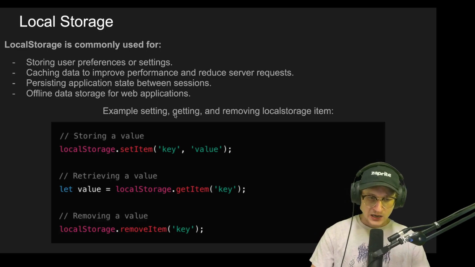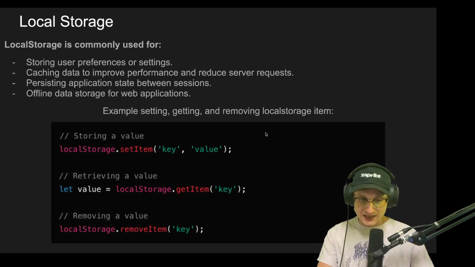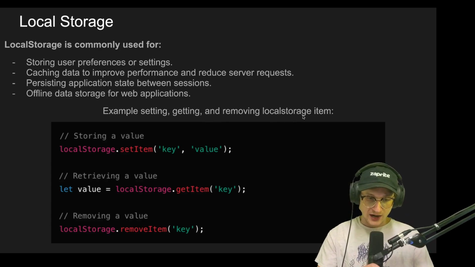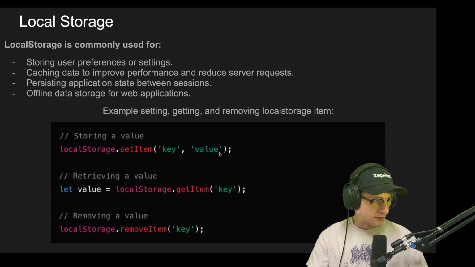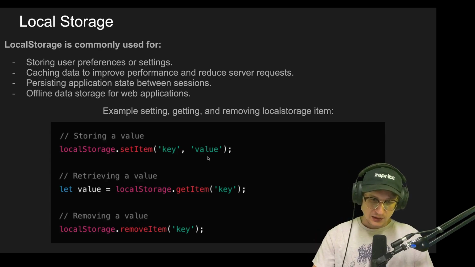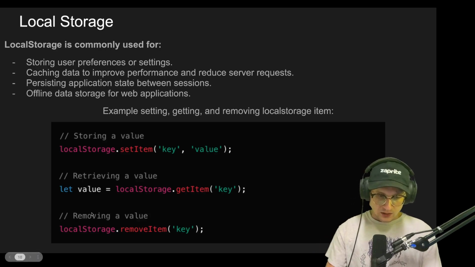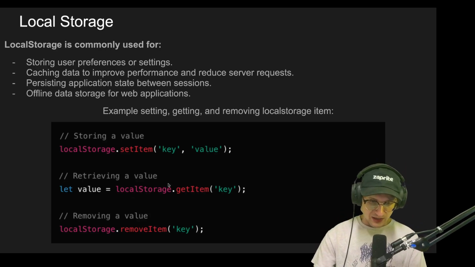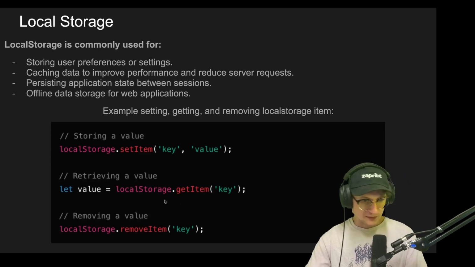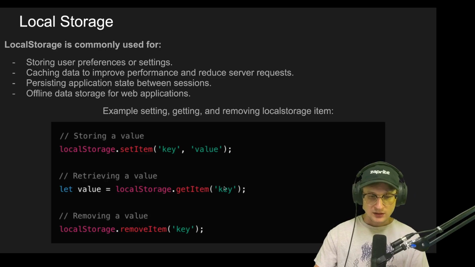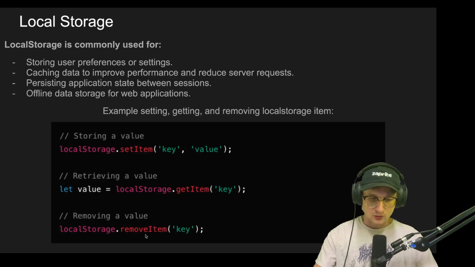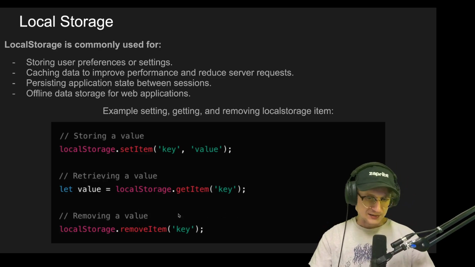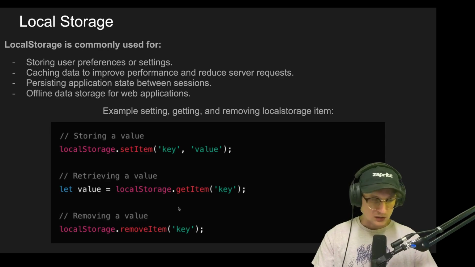That's a good one. And so here's an example: setting, getting, and removing a local storage item. So here we store a new value, localStorage.setItem. Here's our key, and we put our value as the second argument here. And then retrieving a value, we can grab anything from local storage. We can look for stuff in local storage by saying getItem, get me this key. And then, of course, we can remove a value, removing it by the key. So just amazingly simple to use local storage.